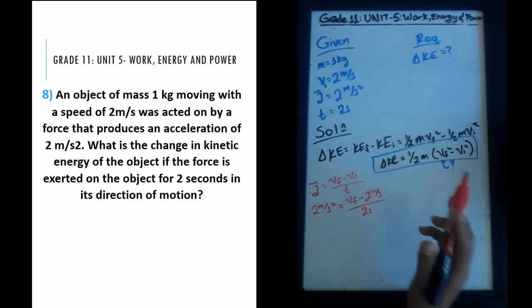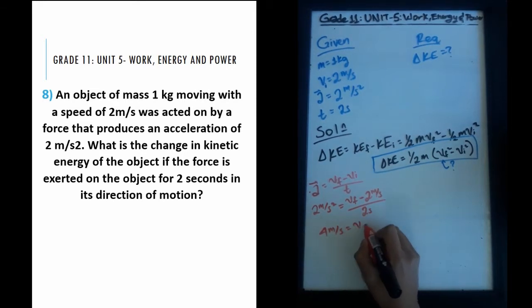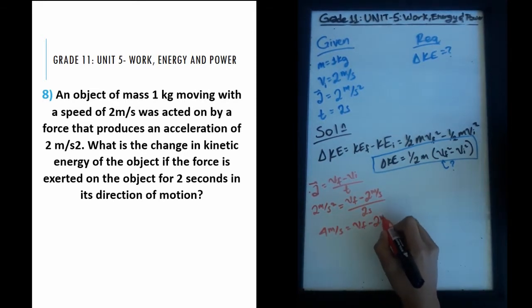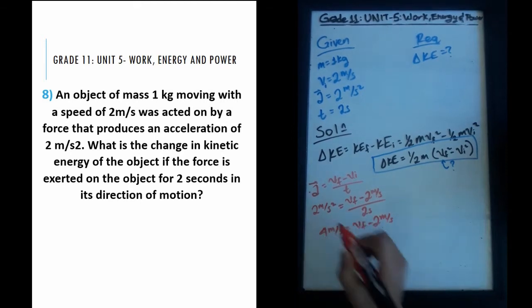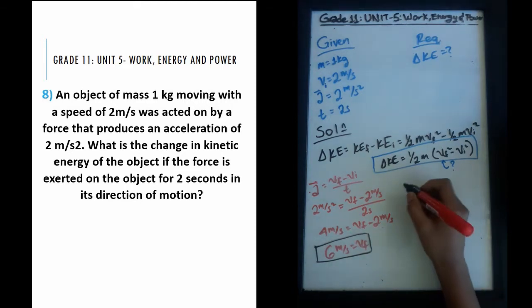So let's do some crisscross applesauce to get 4 meters per second is equal to v final minus 2 meters per second. Take the 2 meters per second to that side and we'll get 4 plus 2, or 6 meters per second, is equal to our final velocity. So we needed that one value of v final to fill in our formula. Now that we have that, we can find the change in kinetic energy.